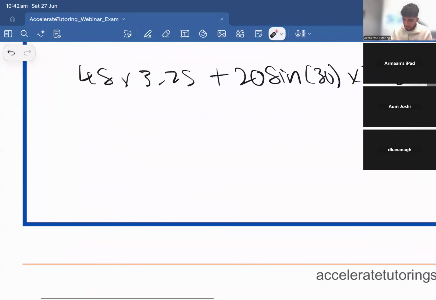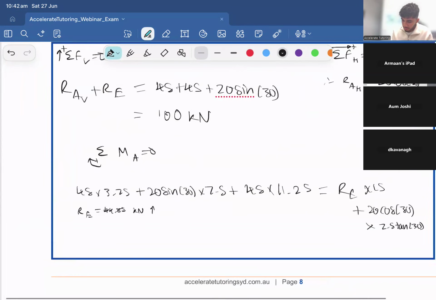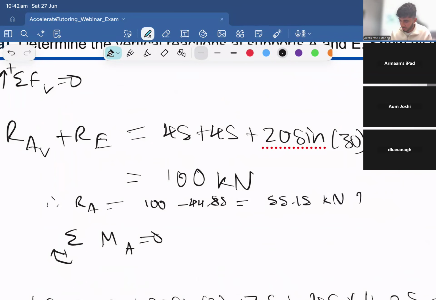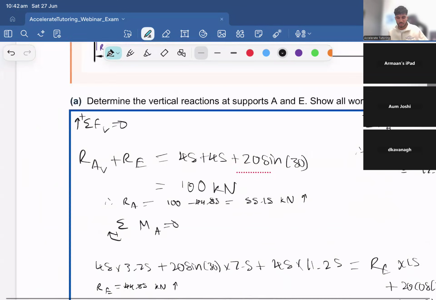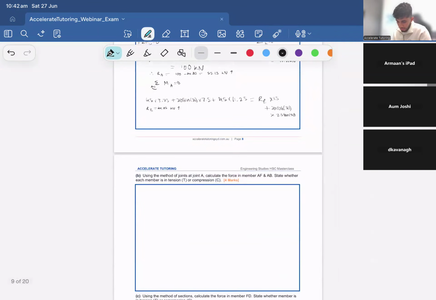So we get our RE as 44.85 kilonewtons going up. Sub this back into here. Therefore, RA is 100 minus 44.85. And that gives us 55.15 kilonewtons also going up. So that's part A done. We've determined our vertical reactions at supports A and E.